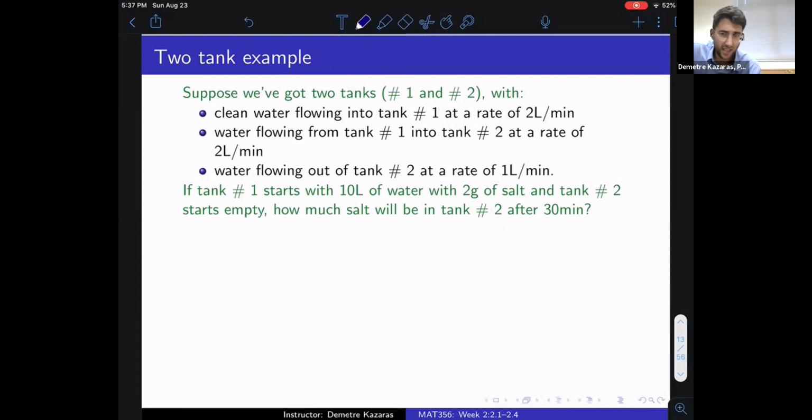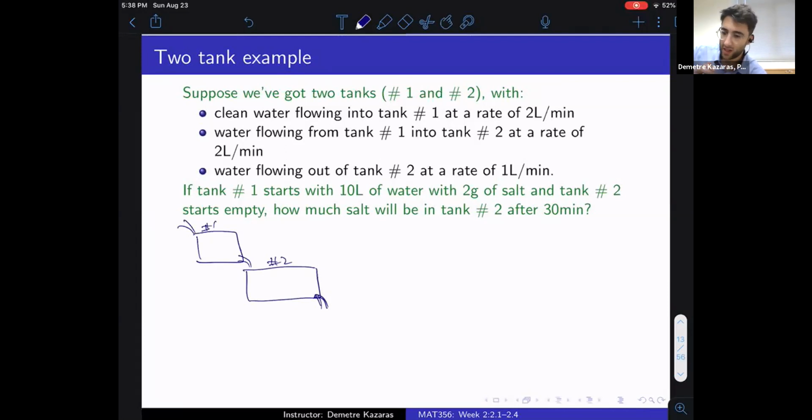So here is a souped up problem where we have two tanks. Let's label them number 1 and number 2. Some water flows into tank 1. Tank 1 then flows into a second tank, tank number 2, and then there's some water that flows out of that.